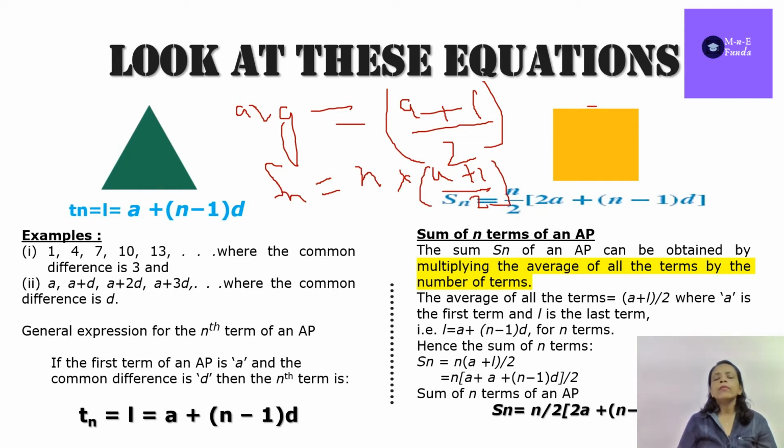We get the sum. Now substituting the value of L here, we get this expression: Sn equals n by 2 into 2A plus n minus 1 into D. This is the general expression for the summation of n terms. Okay.